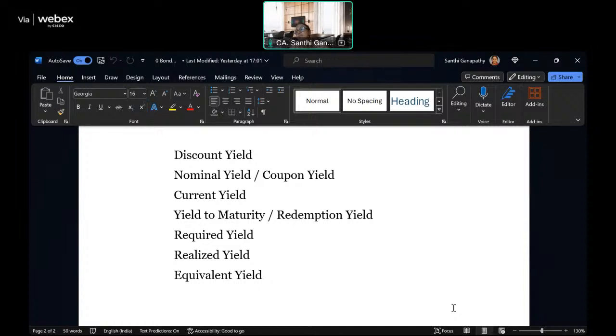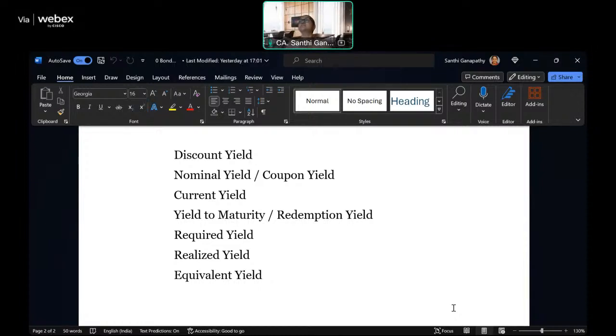Next, we saw what is nominal yield or coupon yield. Nominal yield or coupon yield is the stated rate of interest on the bond. It is the interest expressed as a percentage of par value or face value. How do we compute it? Annual interest divided by face value of the bond. Now, any yield, any return is made up of two components. One, income. Two, capital appreciation.